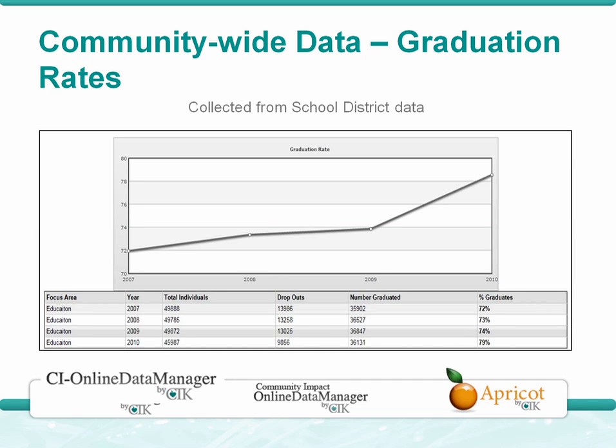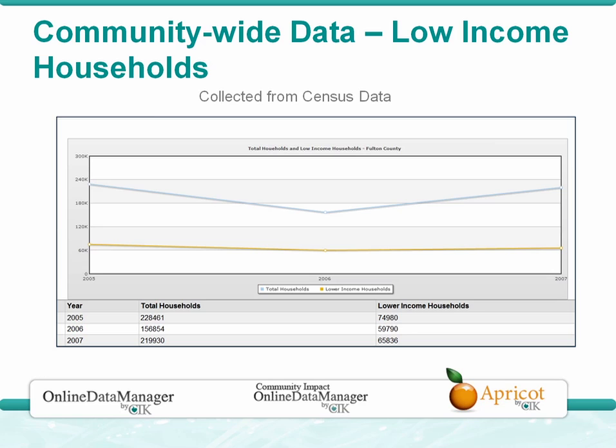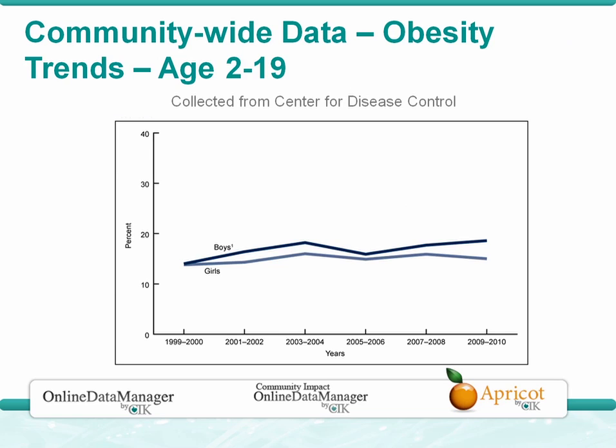Community-wide data relevant to graduation rates, again. Looking at low-income households, tracking the total number of households in a community and the total number of lower-income households. Here's an example of tracking both of those in Fulton County, drilling down from the American Community Survey to report those results so that you can track that. Again, collected from the Centers for Disease Control, looking at obesity rates for both boys and girls so that you can begin to track and see over time whether you are in fact making a difference relative to your community-wide strategies.